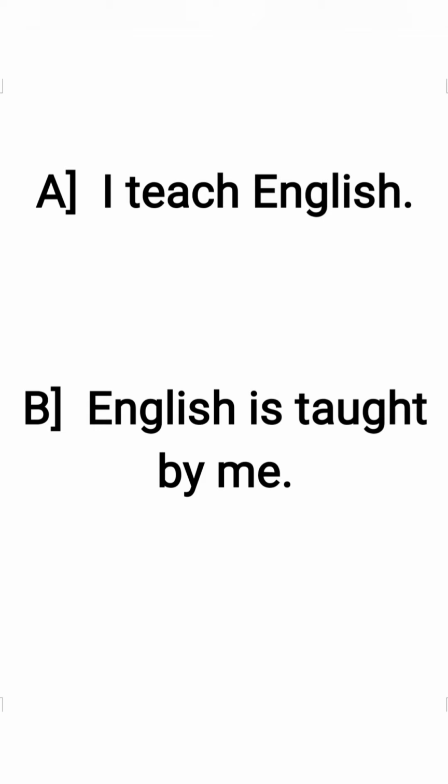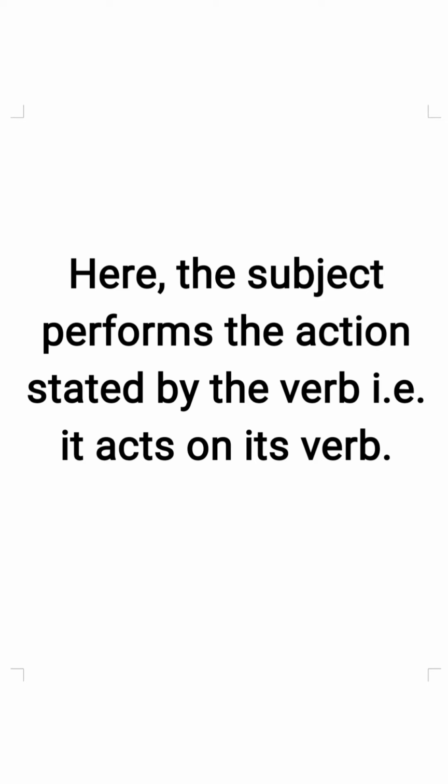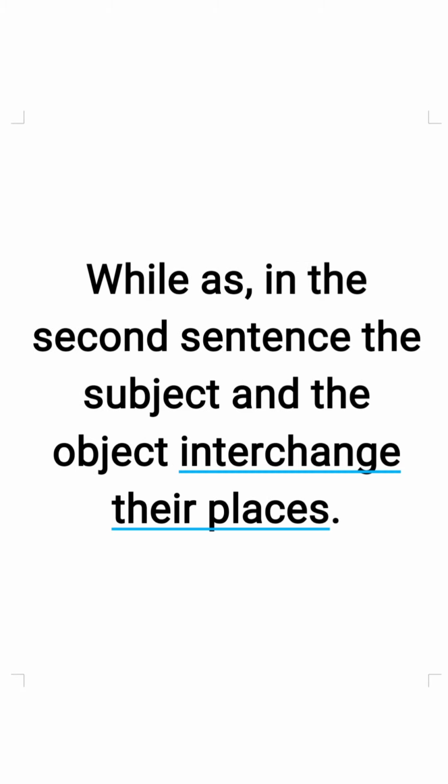Friends, look at these sentences once again. I teach English. English is taught by me. The first sentence is a normal sentence with the normal word order. It has the subject-verb-object construction. That is, the subject comes before the verb and the object comes after it. It implies that the subject performs the action stated by the verb, that is, it acts on its verb.